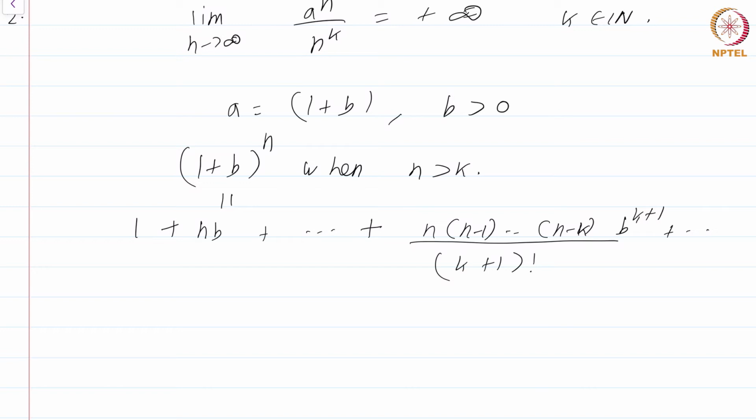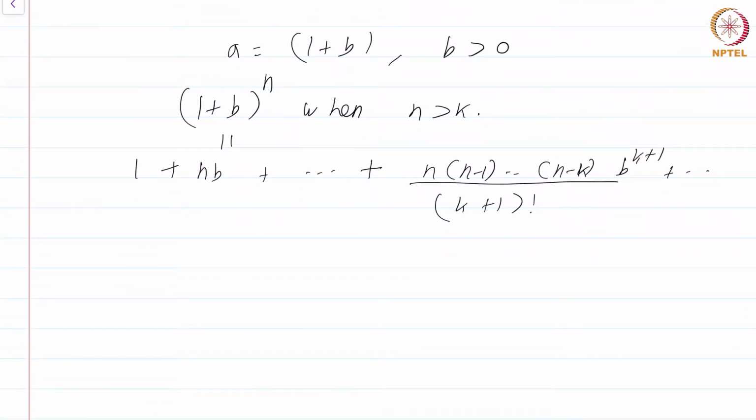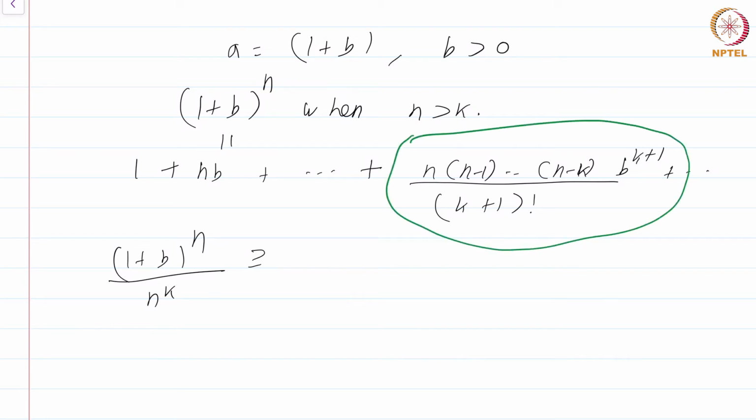So this is what (1 + b)^n will be when n is greater than k. Now I have to divide this by n^k. I want to consider this, and I want to show that it's greater than or equal to some quantity that goes to plus infinity. Now how do I do that? Well, observe that every term here is positive, so I can ignore all the terms except the term that I'm really interested in, which is this. I can ignore all the other terms.